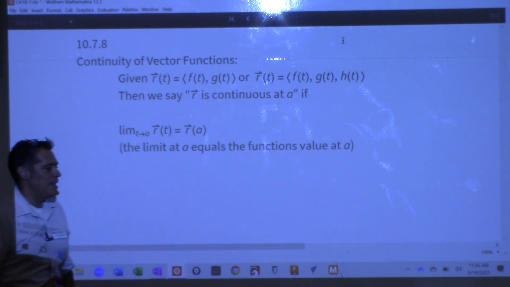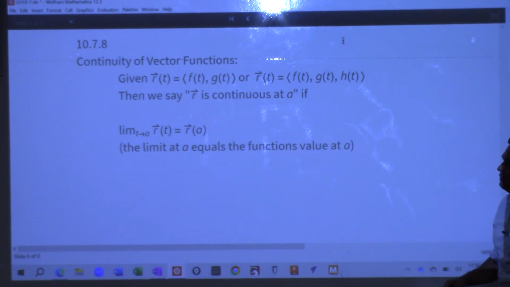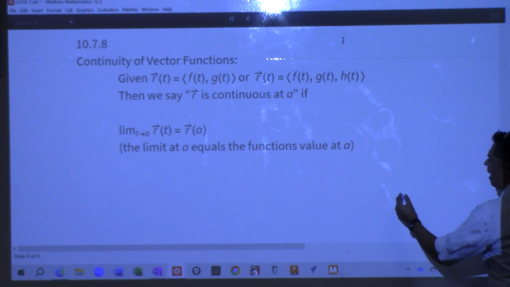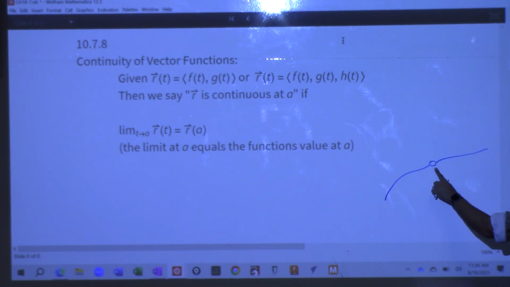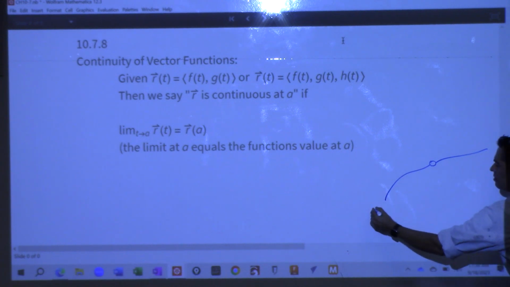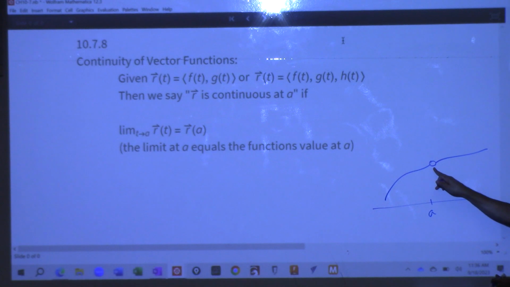All it's saying is that in order to be continuous at a point, your vectors have to be approaching the vector that is defined to be at that point. So in Cal 1, we had this. This function would not be continuous here, would it? Let's say this is a. This function would not be continuous at a because we have a hole.